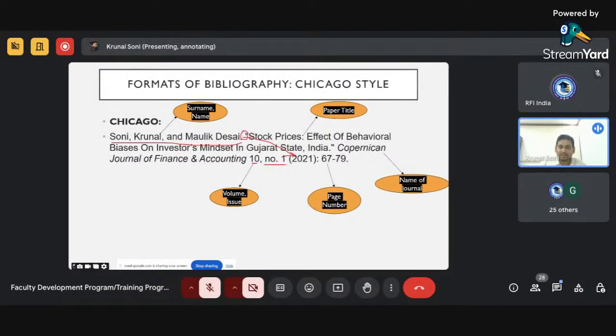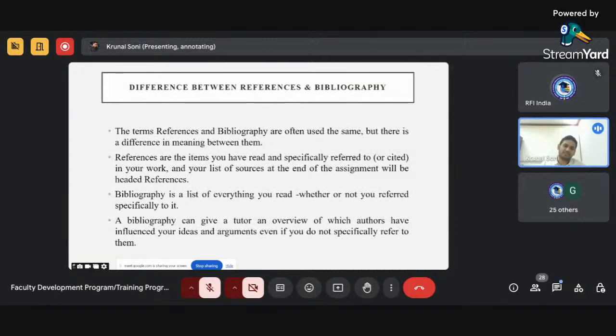It has been mentioned with number 1. So that is number 1 issue. And page number is common, title and journal name is common. So this is how the references are changing.